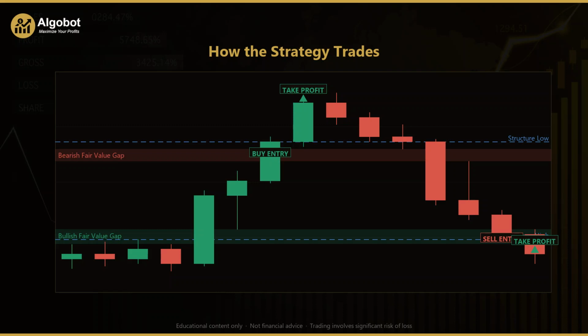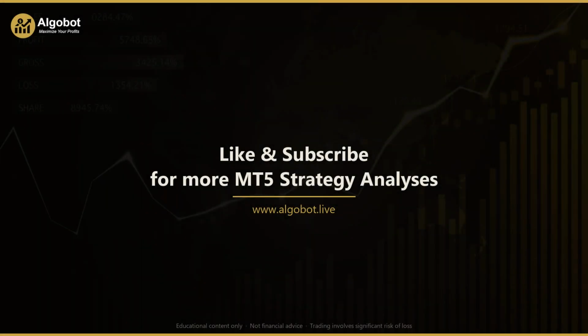On the following candle, price makes a fresh new low and the sell entry becomes active. Price continues lower into the take profit marker. This is an illustration of the logic only, not a prediction of real results. So that's the fair value gap expansion breakout.